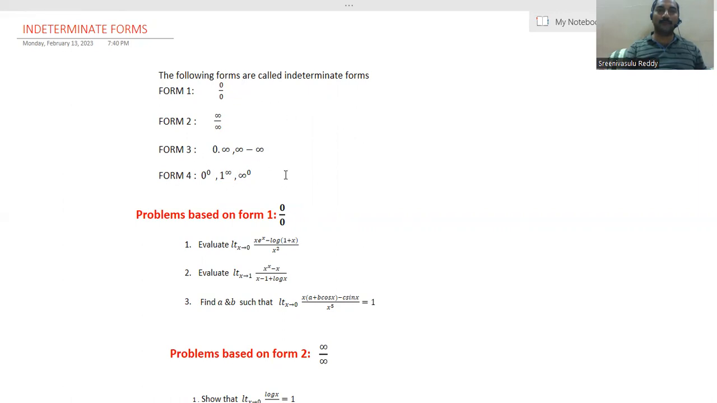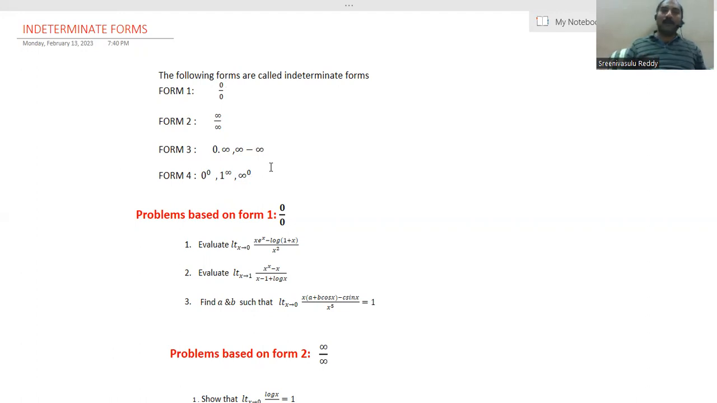These are divided into four types for the purpose of solving the problems. In the first form, 0 by 0. Second form, infinity by infinity. In the third form, 0 into infinity or infinity minus infinity. In the fourth form, 0 power 0, 1 power infinity, infinity power 0.